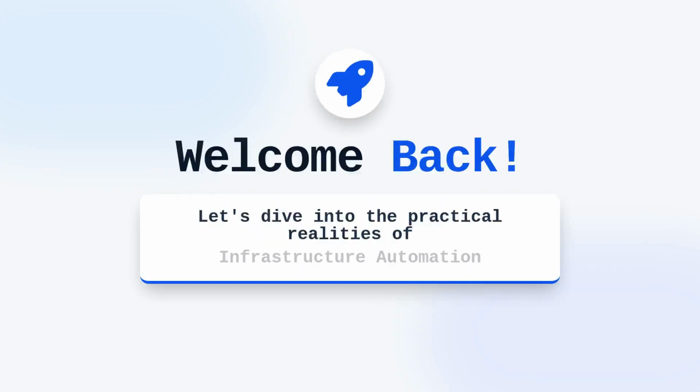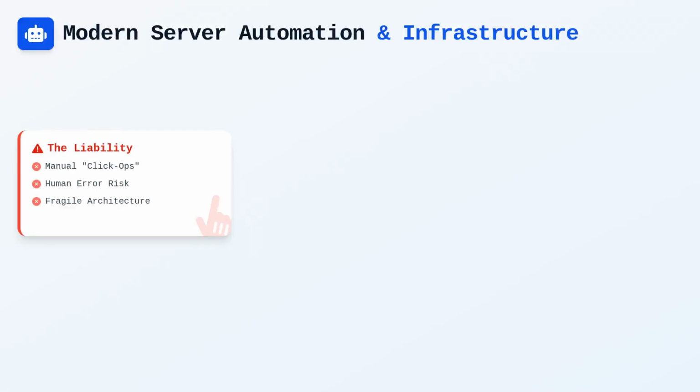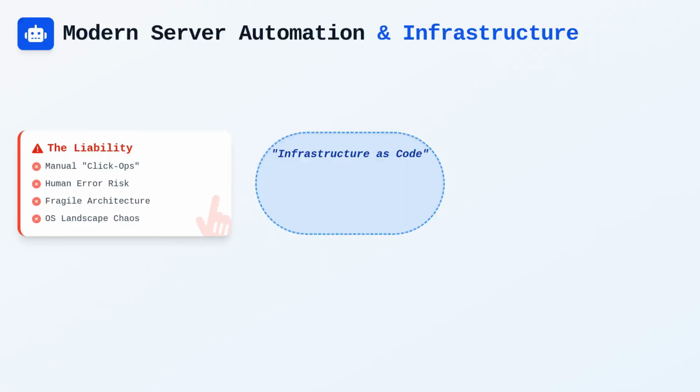Welcome back, and let's dive into the practical realities of infrastructure automation. In modern server environments, manual intervention is increasingly recognized as a liability, particularly when managing hundreds or thousands of instances across mixed OS landscapes. Automation allows us to treat infrastructure as code, ensuring that tasks such as deploying server roles, configuring networking, and enforcing security policies are repeatable and consistent. By leveraging PowerShell on Windows and Bash on Linux, we eliminate the human error inherent in repetitive command line execution and create a standard baseline for our services.